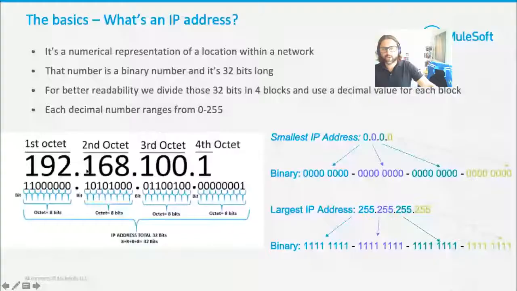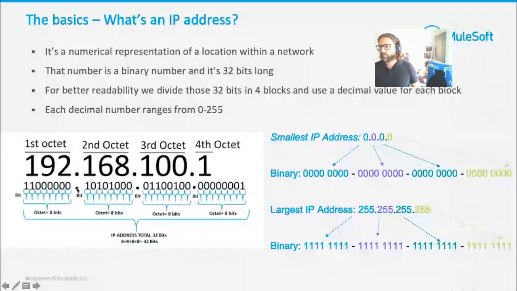What we do is split the IP address into 4 blocks of 8 bits, and we use the decimal representation of every octet of the IP. So in this example, 192 is the decimal representation of this. 168 is the decimal representation of the same number in binary, and so on. Okay, great. So that's how we represent an IP address.